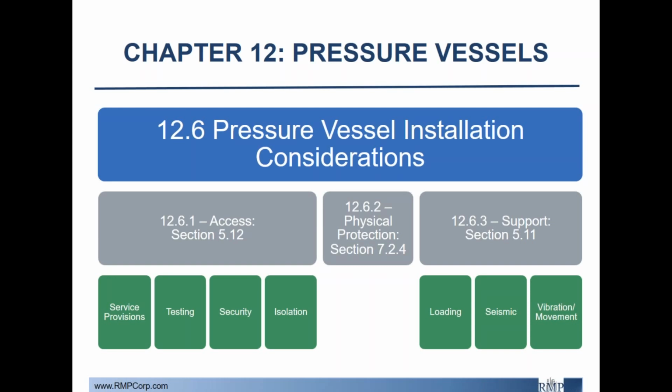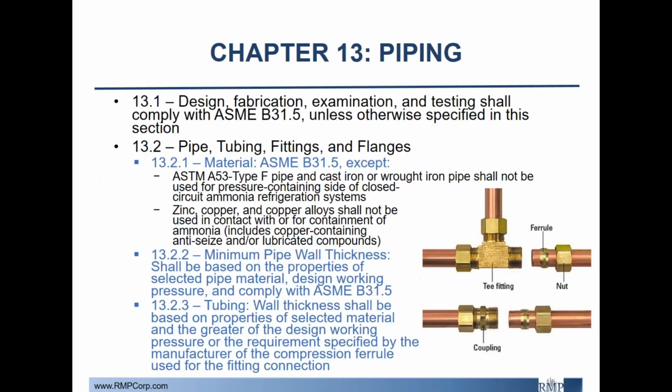Support refers to the support and anchorage for refrigeration equipment and must take into account loading, seismic considerations, and vibration resistance. Moving on to Chapter 13, talk about piping. Section 13.1 talks about general design, fabrication, examination, and testing shall all, of course, comply with ASME B31.5 unless otherwise specified. ASME B31.5 applies to both shop fabricated and field fabricated piping and components.